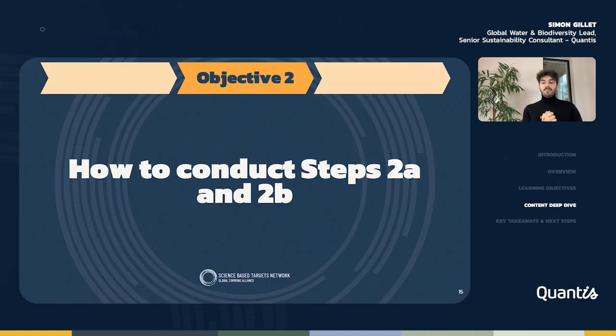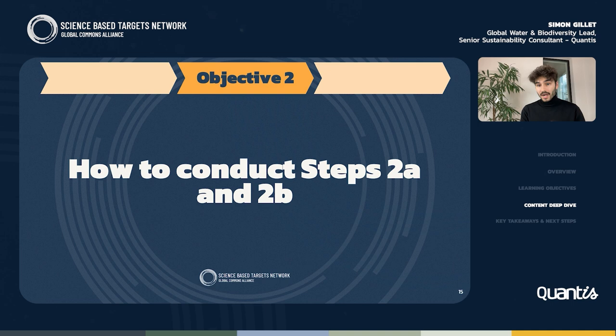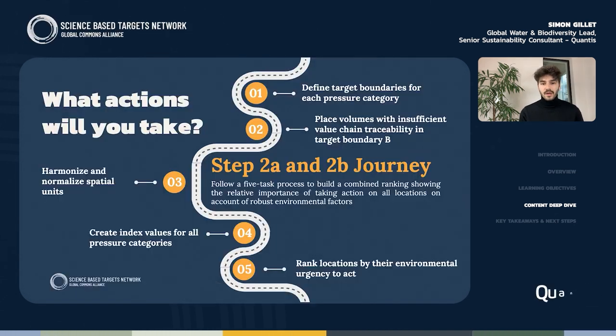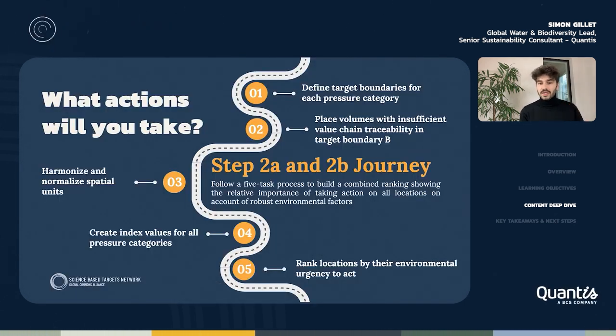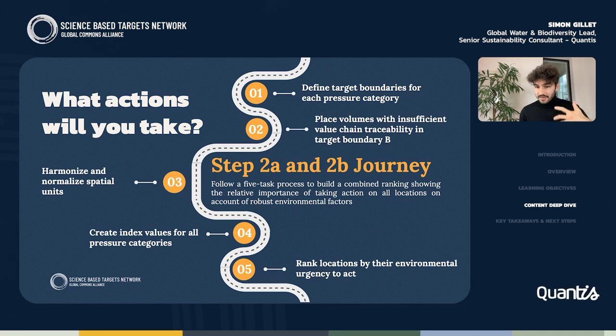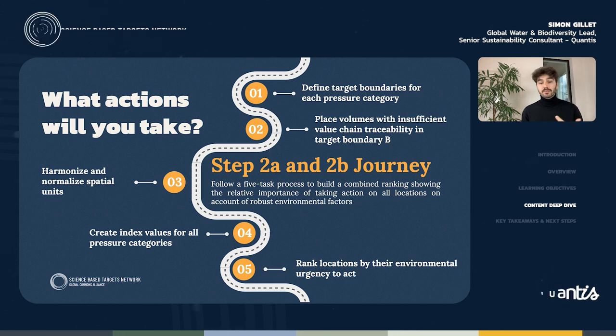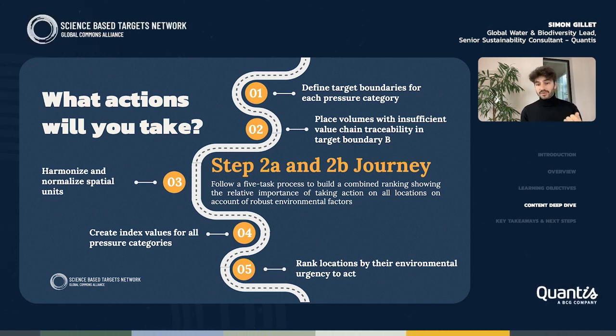So now that our main objectives for performing step 2 are clear, let's look at how to conduct its first 2 sub-steps. So steps 2A and step 2B. Before we get started, we would just like to kick off by highlighting those 5 tasks that you will be expected to do for steps 2A and 2B. So these will allow you to build a combined ranking of locations considering robust environmental factors.